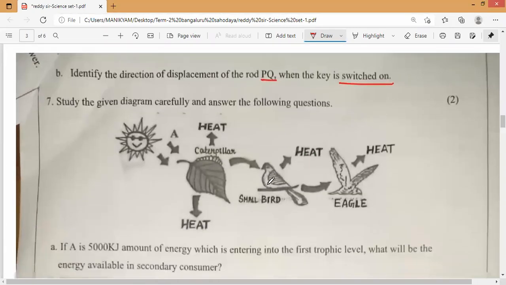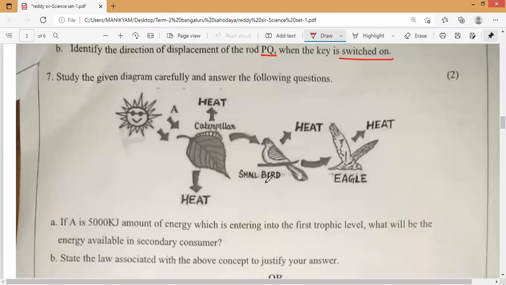That's fine. Next, this is the biology. I already told you. Study the given diagram carefully and answer the following questions. As we know, this is the sun. From the sun to plants, how much percentage, guys? Only 1%. Next, plants to caterpillar, 10% of plants. Caterpillars to bird, 10% of caterpillars. Now bird to eagle, again 10% of bird. Like that you can remember. So now you can see.